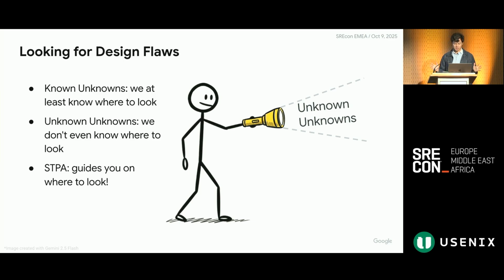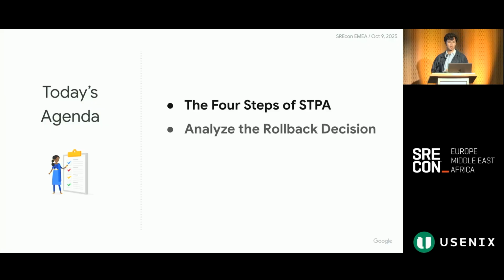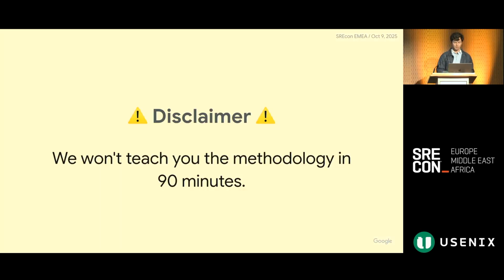Wow, that was a pretty extensive sales pitch on STPA. So I'm going to take a quick breather, and then I'll present to you the agenda for the rest of the talk. So first, we're going to walk you through the 4 steps of STPA. Then, like we did in our warm-up activity, we're going to use our new understanding of STPA to analyze that system of an incident responder rolling back a binary. And we're going to try to find flaws in the system that might worsen an incident in progress. Then, because this is a long talk, we're going to take approximately a 5-minute break halfway through. And then finally, we're going to show you how we ran STPA on the road disruption system. Now, quick disclaimer.